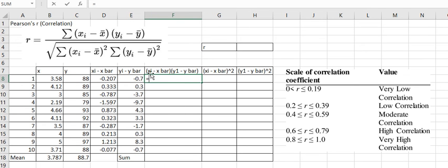The next one, Xi minus X bar multiplied by Yi minus Y bar in here. So in this situation, we have this one multiplied by this one. So on the location in here of the formula, we can use the summation. So that should be like this.